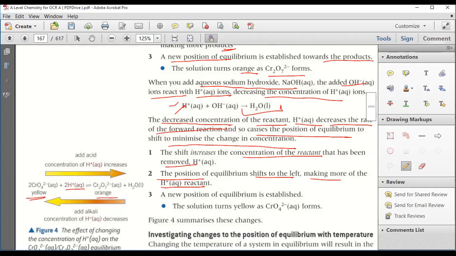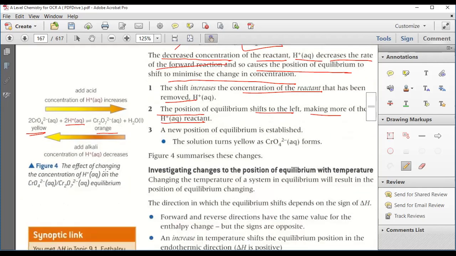Just go through this. Do I have to learn the equation by heart? Yes, you have to learn this equation also by heart. They may ask this equation, the effect of change of concentration of H+ aqueous on the chromate-dichromate equilibrium.